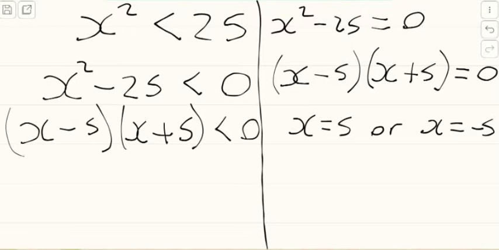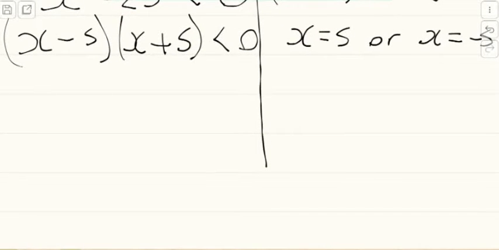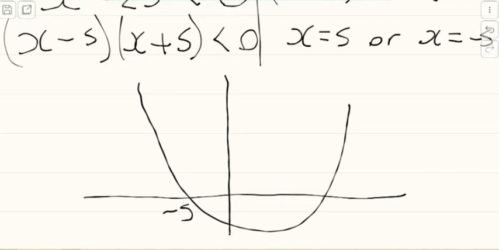And we're going to use that information to draw a sketch to determine our regions for which this is satisfied. So over here, I have my graph. Because it's a positive x squared graph, it's going to look something like this, where this point here is minus 5 and this point here is 5. Just a rough sketch.